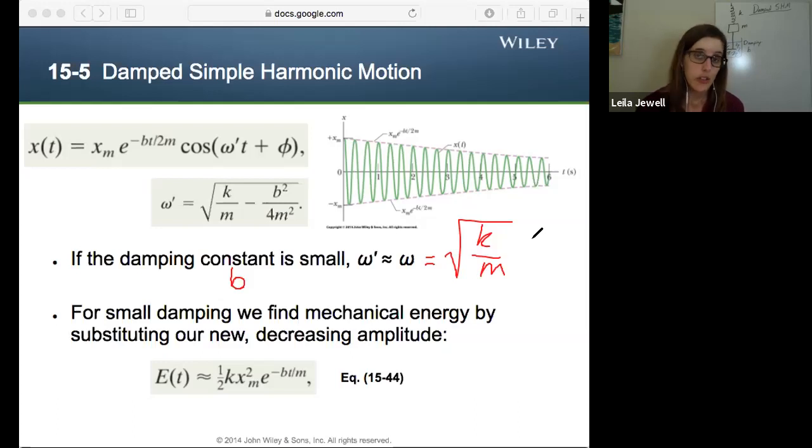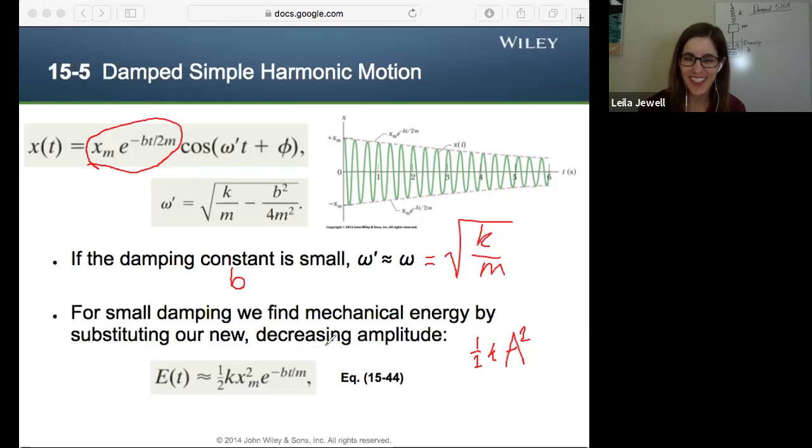Also, assuming it is small damping, we can find the mechanical energy by substituting in our new decreasing amplitude. So instead of using x m squared as before, we're going to do x m times e to the negative bt over 2m, and we're going to square both of those because we're plugging it into one half k times the amplitude squared. So x m is squared and the exponential term is also squared, which is why the 2 in the denominator disappears, because it is squared away.